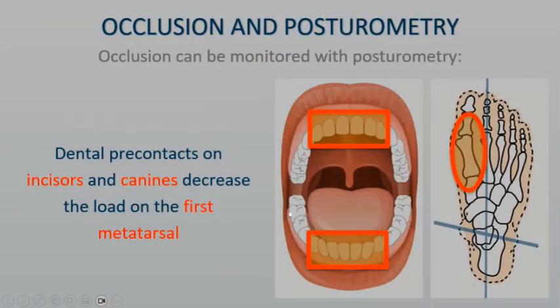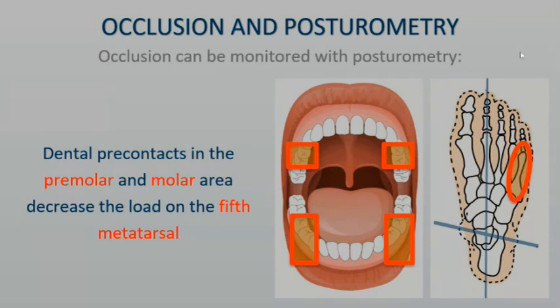Many years ago, more than 30 years ago, I did research on what happened with the pre-contacts of the teeth that are changing the jaw position. Pre-contacts in the anterior area of our mouth, that means incisors and canines, decrease the load on the first metatarsal. Imagine a dental situation which is creating a problem in the foot. Imagine that chronically, and you can see that early and prevent disease in the future if you have an interdisciplinary protocol.